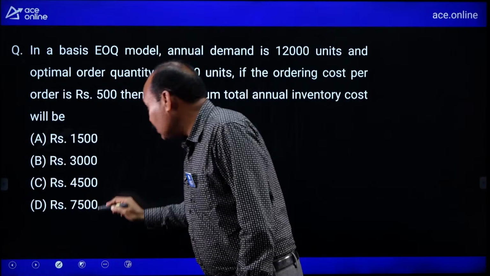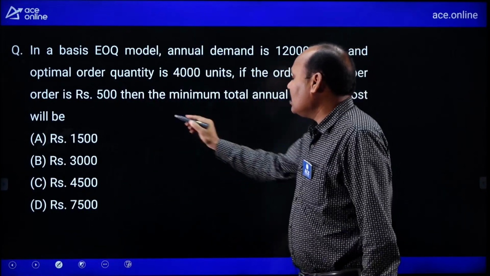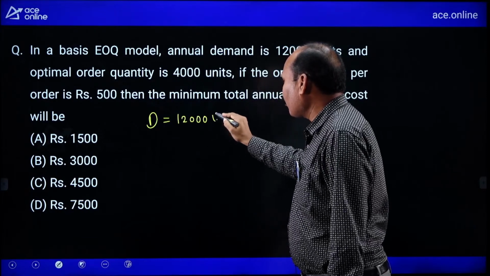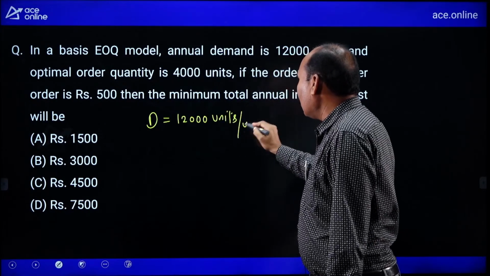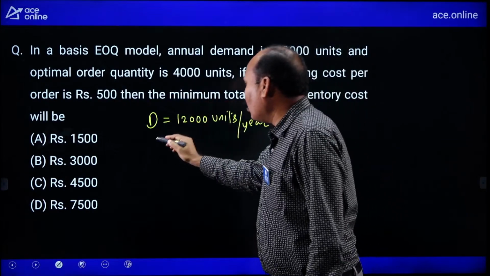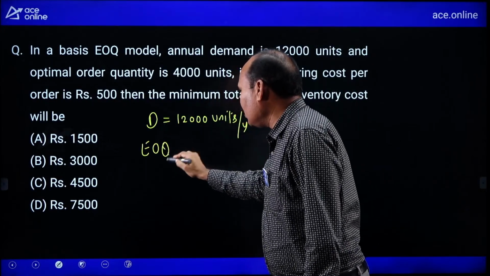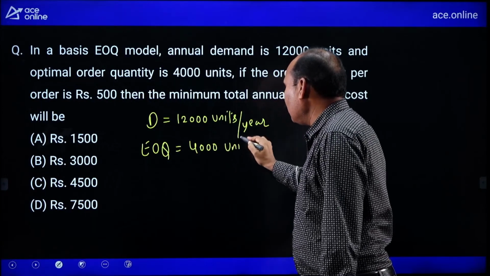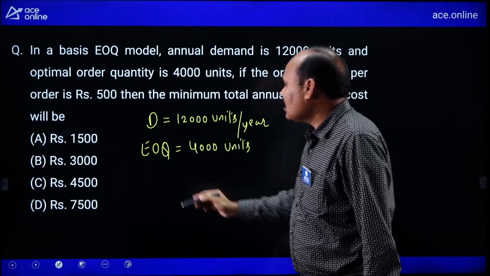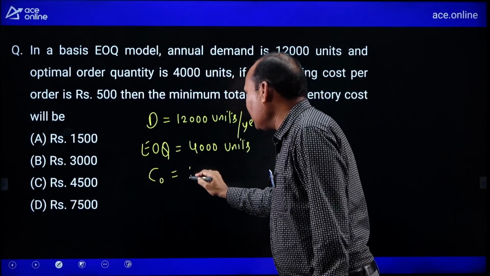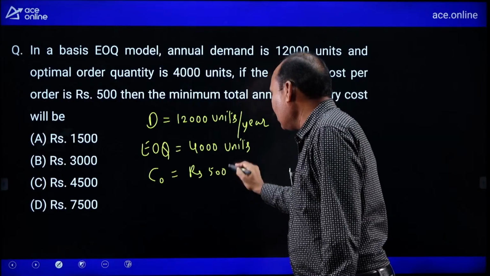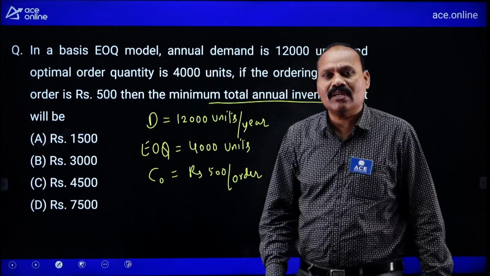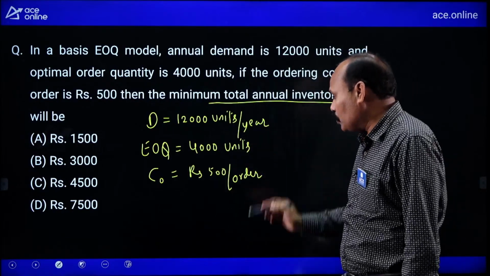So next question from inventory control. Here it is clearly mentioned it is a basic EOQ model. Annual demand is equal to 12,000, so D is equal to 12,000 units. The optimal order quantity, that is nothing but EOQ, is 4,000 units. Ordering cost is also mentioned, C0 is equal to rupees 500 per order. Now what is to be calculated? The minimum total inventory cost. Minimum total inventory cost means total inventory cost at EOQ.